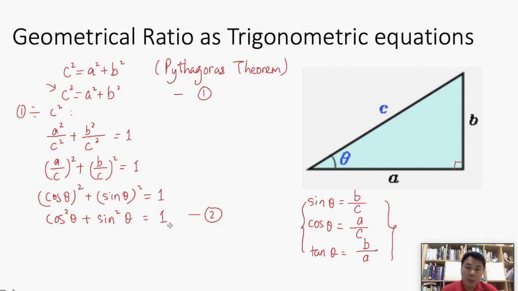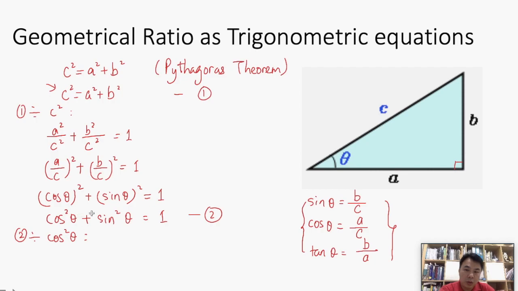By manipulating this algebraically again, right? Okay, now from here onward, I can actually divide. For instance, I can divide equation number 2 by cosine square. So I'm going to divide the whole equation by cosine square.